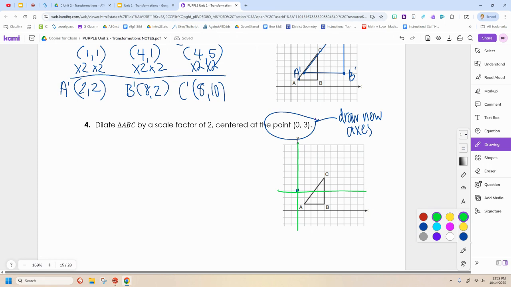We're just going to follow the rules that are there. If we're doing a scale factor of 2, x comma y becomes 2x, 2y. We're going to write down our 3 original points, but based on the new set of axes.